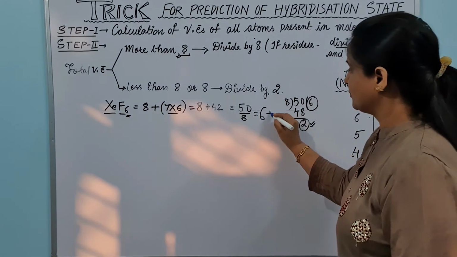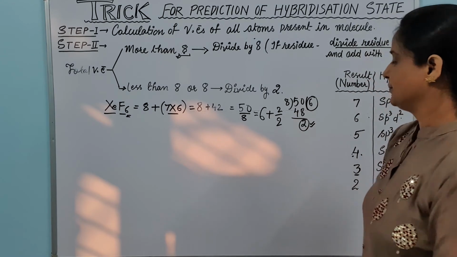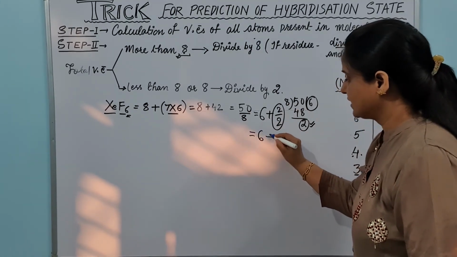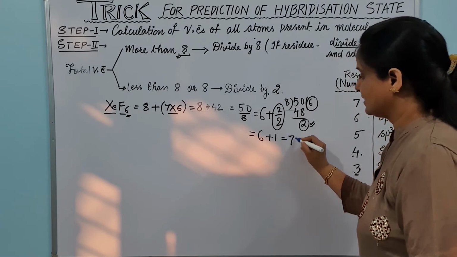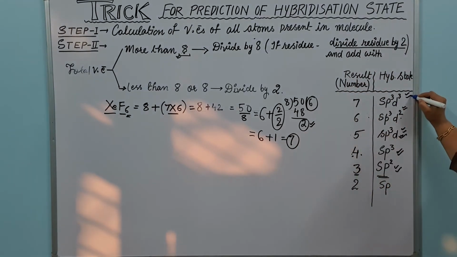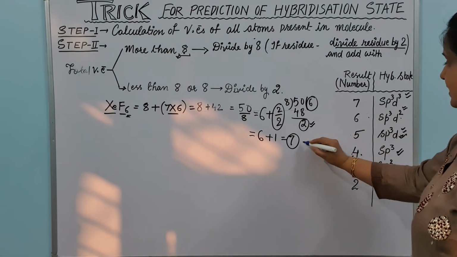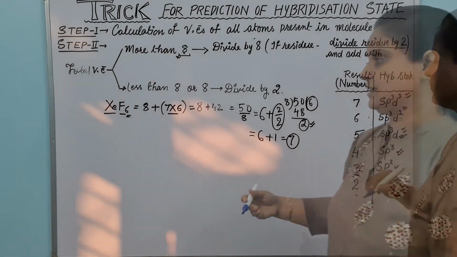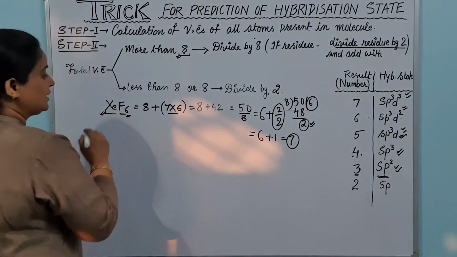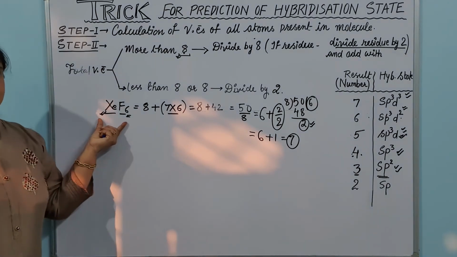So here I am getting 6. This is the residue. Residue will be divided by 2. So the answer is 6 plus 1, that is 7. This number 7 is indicating that the hybridization state of this xenon in XeF6 is sp3d3. So this is the hybridization state of the xenon in XeF6.